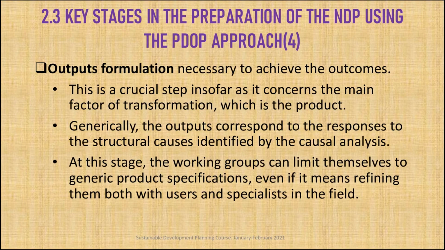Then follows the output formulation. So those are the outputs that are necessary to achieve the outcomes. This is a crucial step insofar as it concerns the main factor of transformation, which is the products. Generically, the outputs correspond to the responses to the structural causes identified by the causal analysis. At this stage, the working groups can limit themselves to generic product specification, even if it means refining them both with users and specialists in the field.